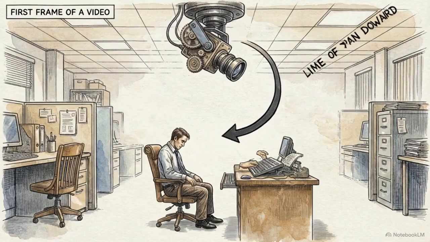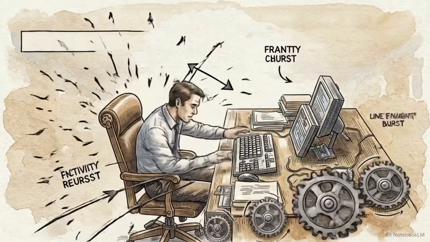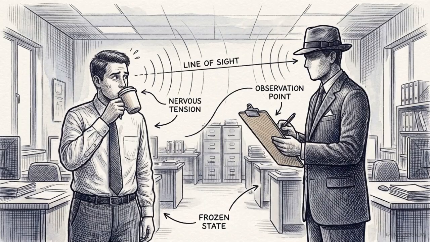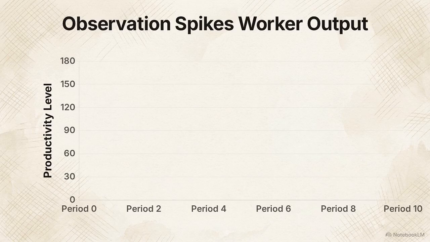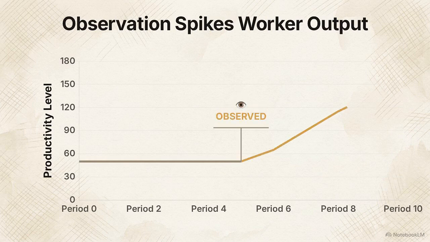The moment a subject knows they are being watched, their behavior changes. This introduces the primary threat to any observational study: reactivity. The act of measuring a system alters the system. The most famous historical case is the Hawthorne effect. Researchers found that output spiked simply because workers were being observed, regardless of any actual changes to their environment.